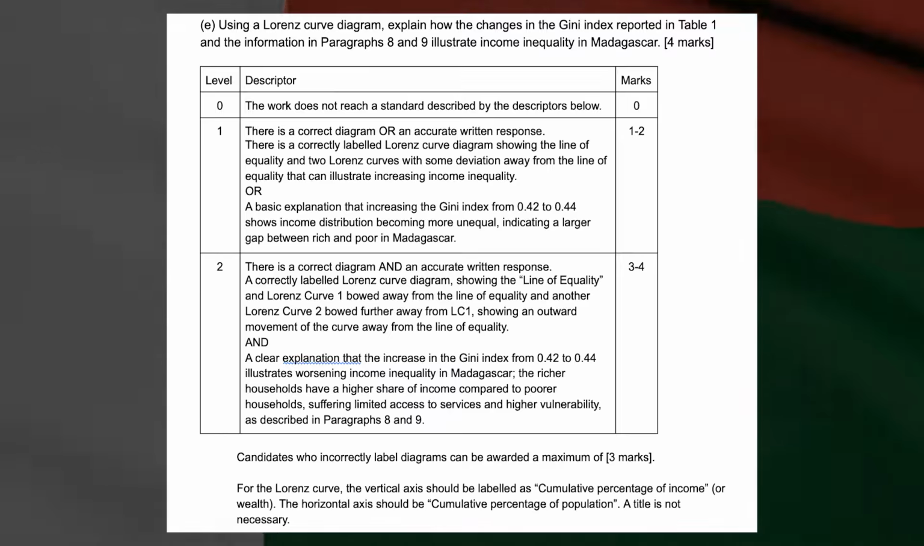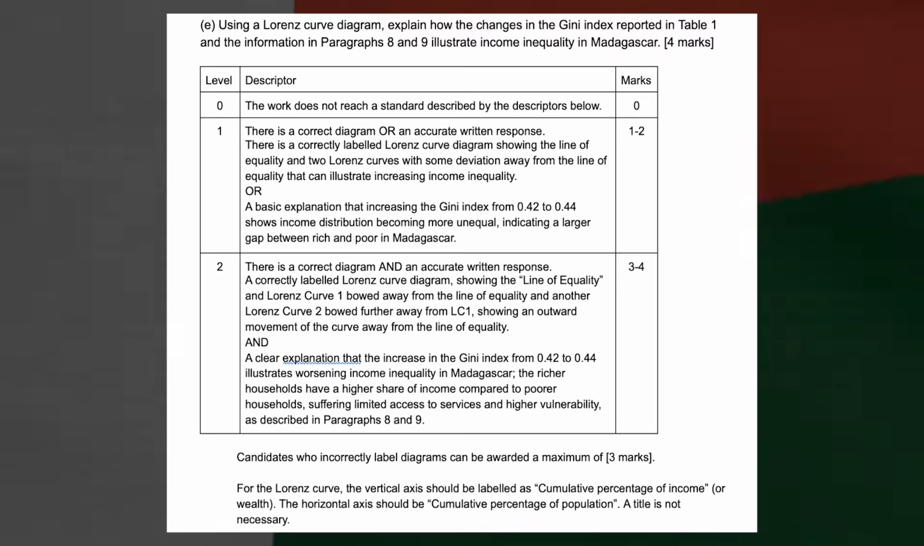And a clear explanation that the increase in the Gini index from 0.42 to 0.44 illustrates worsening income inequality in Madagascar. The richer households have a higher share of income compared to poorer households, suffering limited access to services and higher vulnerability, as described in paragraphs 8 and 9.